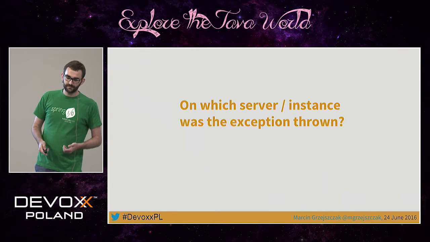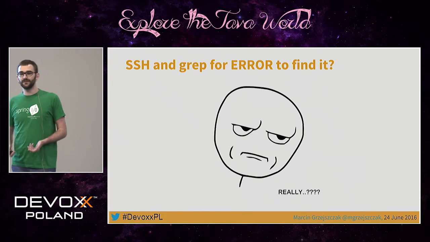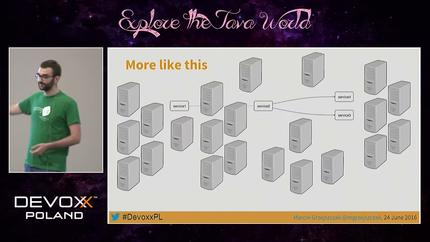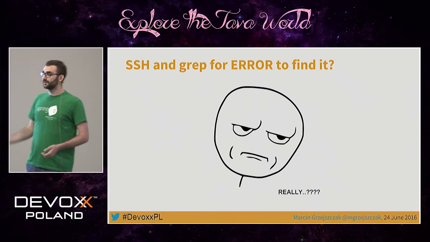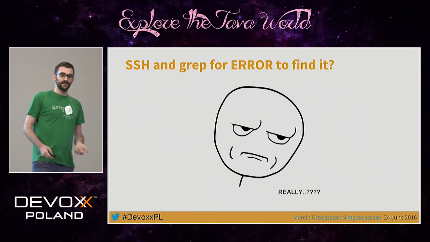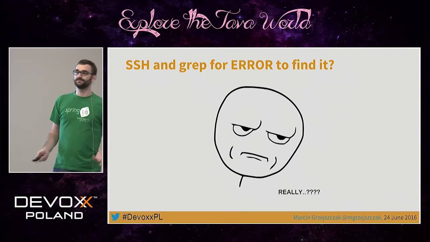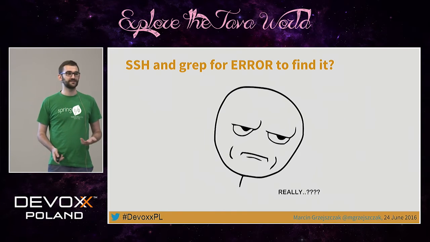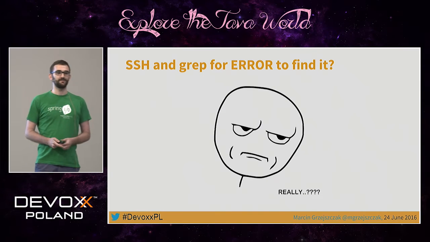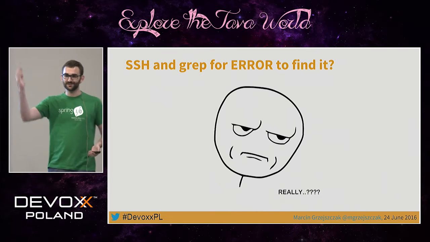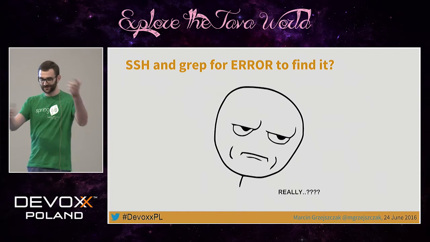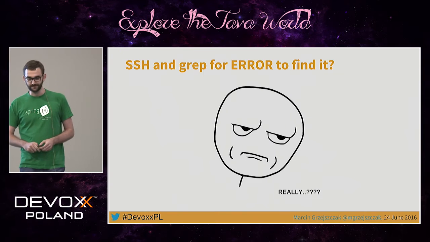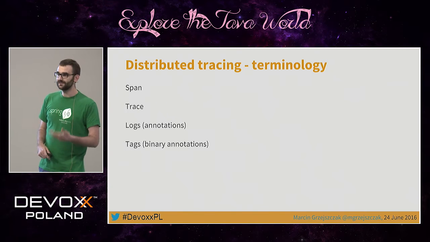One of the architects that I worked with had an idea that he would SSH to every single one of those servers, find the log, and grep for error. I mean, you can do that. Eventually you will find it. I even tried to find out on Stack Overflow whether there is a batch way to SSH to multiple machines and grep the logs. You can do that, but there are better approaches, one of which is distributed tracing.